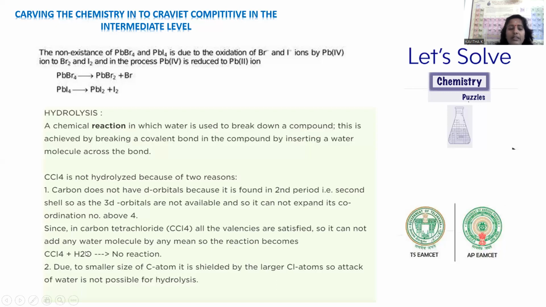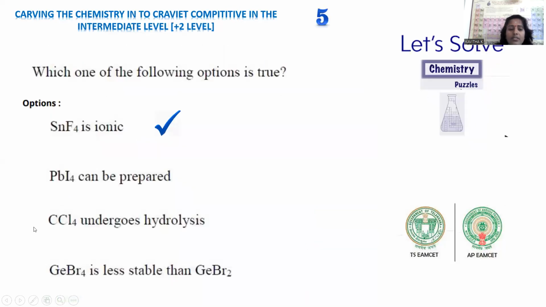Being chloro or shielding, this is called a shielding effect. The shielding effect of chlorine atoms is larger in nature. That's why water hydrolysis may not be possible. So many factors operate in the CCl4 hydrolysis process, so that we can't hydrolyze CCl4.